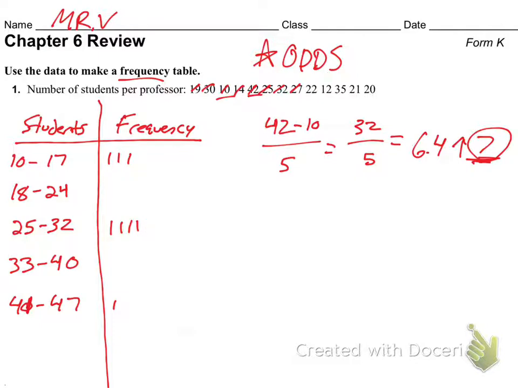Oh, that last one was 22. Okay, so I've done all that, and then you would just add these all up. And then that's our frequency table right there.